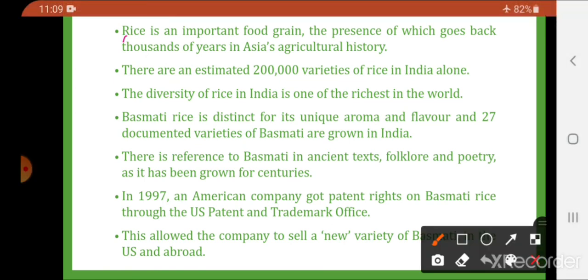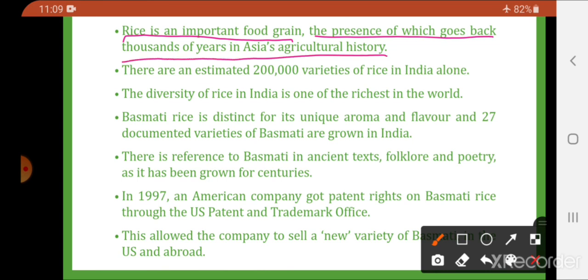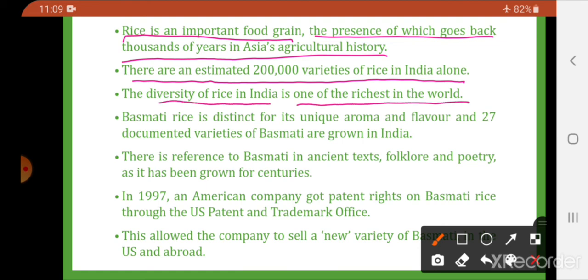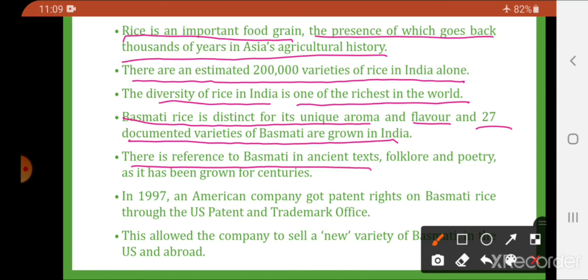Example two: rice is an important food grain, the presence of which goes back thousands of years in Asia's agricultural history. There are an estimated 2 lakh varieties of rice in India alone. The diversity of rice in India is one of the richest in the world. Basmati rice is distinct in its unique aroma and flavor, and 27 documented varieties of basmati are grown in India. There is a reference to basmati in ancient texts, folklore and poetry as it has been grown for centuries.